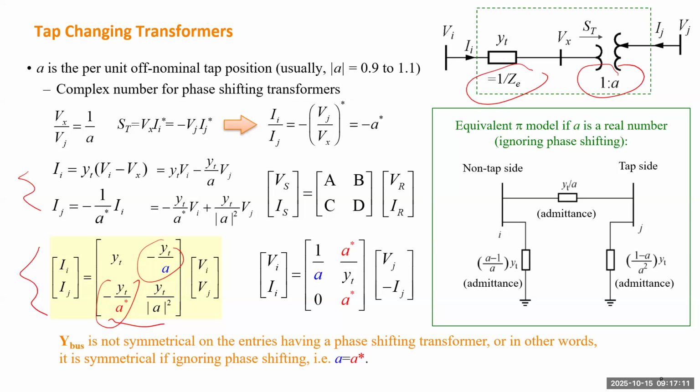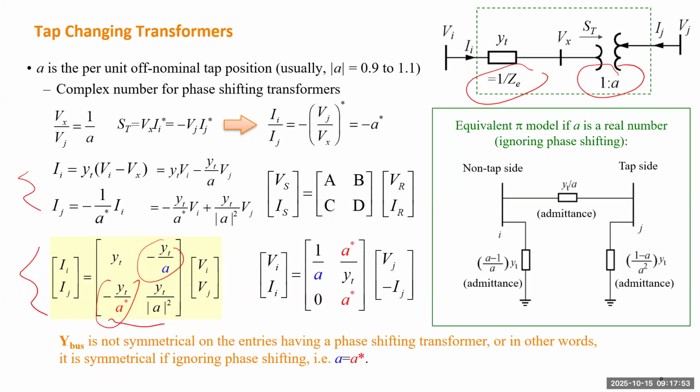Which means if you have any phase shifting transformers and the transformer is doing the phase shifting right now, the bus admittance matrix will not be completely symmetric. For the elements corresponding to the phase shifting, you will have A versus A star. But if you ignore the phase shifting, the admittance matrix will still be symmetric. In general, the bus admittance matrix will be pretty much a symmetric matrix, except for the elements corresponding to phase shifting.